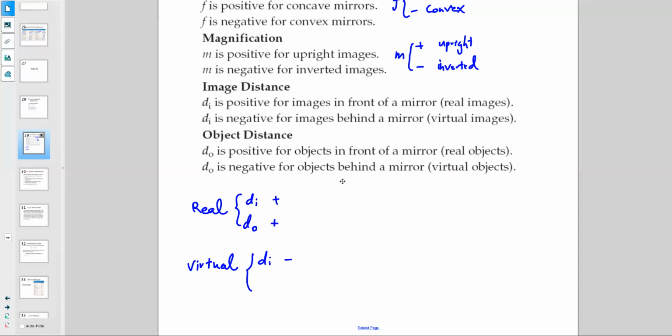This would be different if you have mirrors placed in front of one another, so the image of one will be the object of the other. Then dO would be negative if it's virtual, but usually we're not dealing with that.